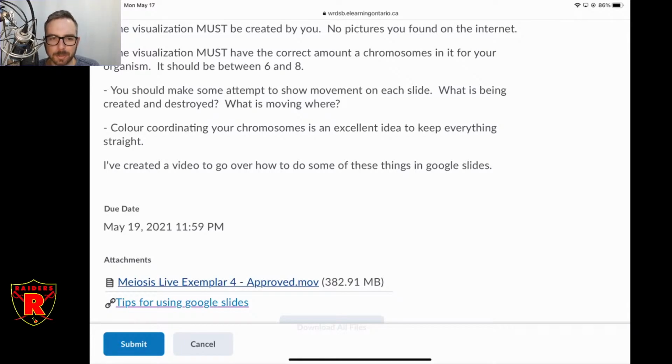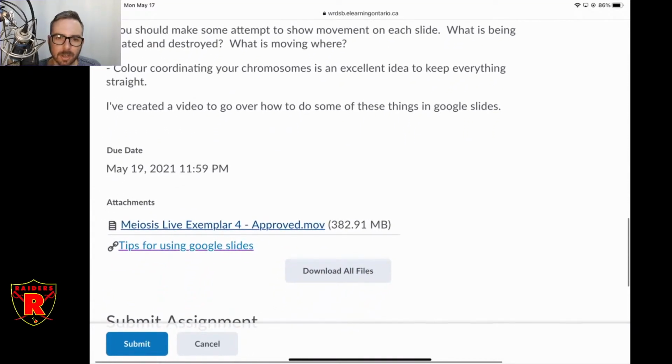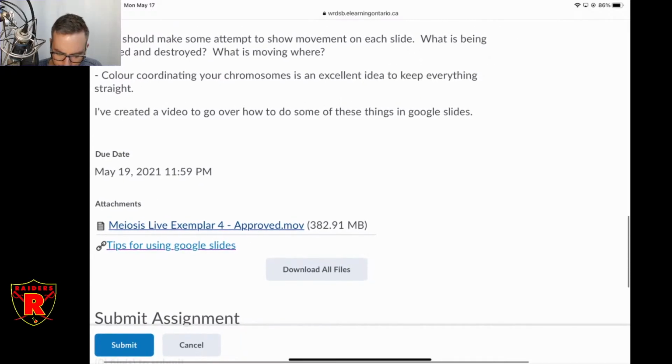So I want you to show the movement if you can. Okay, I mentioned color coordinating is great here. You don't have to do that, but it is very helpful to color coordinate your chromosomes. And as I mentioned, I have a little example there.